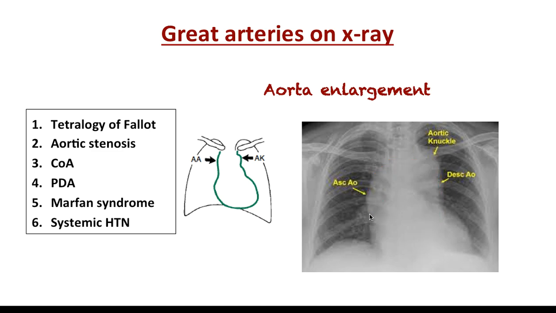So aortic enlargement can be seen in conditions like tetralogy of Fallot, where there is overriding of the aorta, then aortic stenosis due to post-stenotic dilatation, then coarctation of aorta, patent ductus arteriosus, and also in conditions like Marfan syndrome or systemic hypertension.